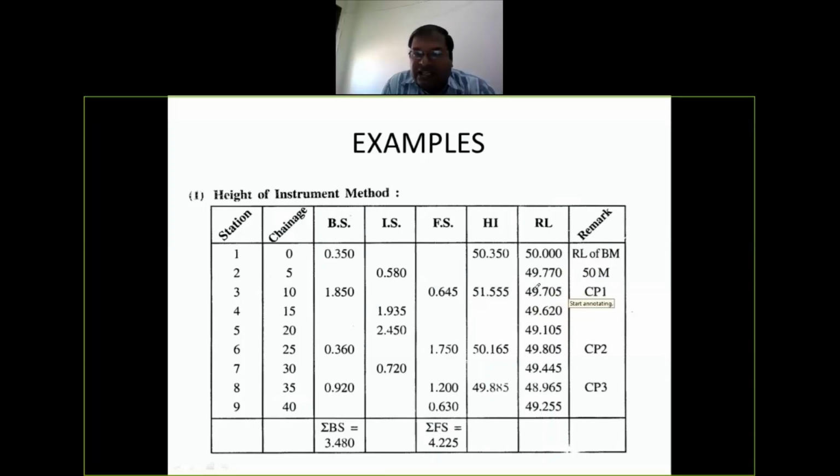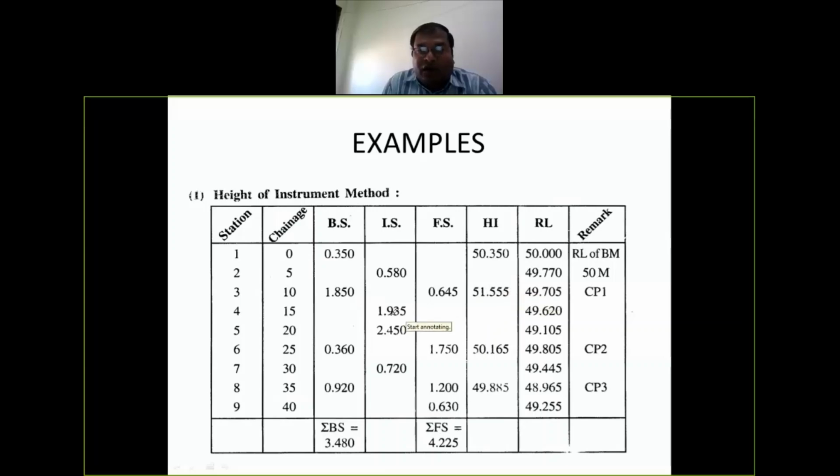So RL of change point plus backsight, you will get new HI. अब आपका ये नया HI हो गया. अब आपको क्या करना है, बाकी के जितने भी पॉइंट के आपको RL निकालने हैं, तो आपको ये HI में से ही उसको घटाना है. किसको? आपके IS और FS वैल्यू को.